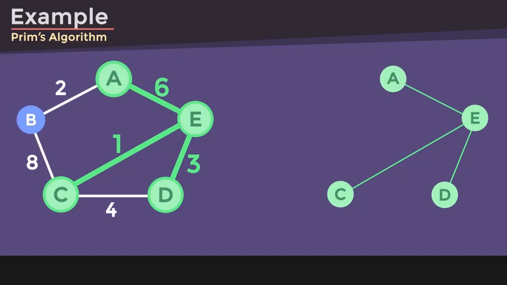Finally, the last vertex will be added by the minimum possible edge. The last minimum weight value is between A and B with a value of 2.